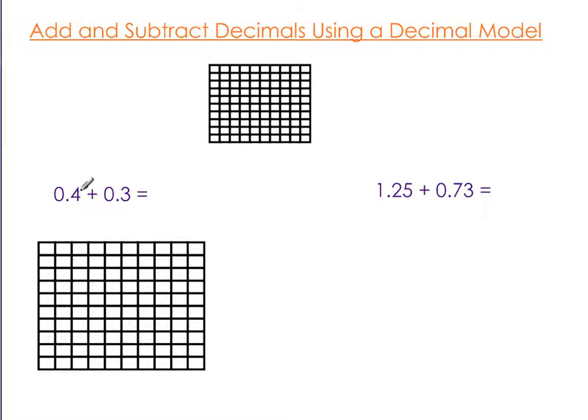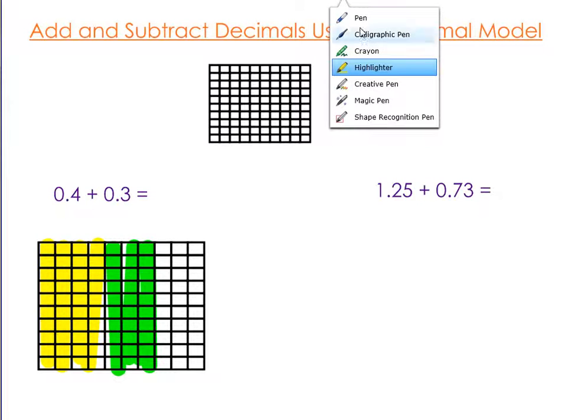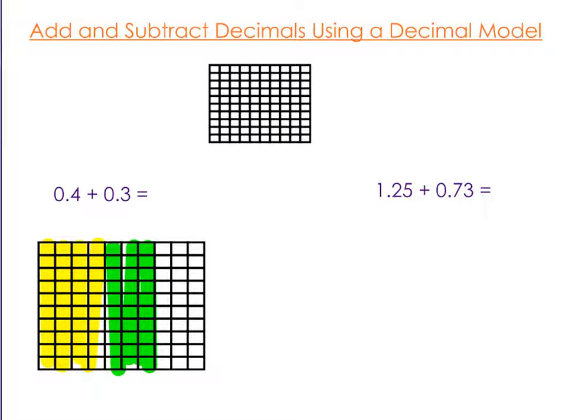So we have 4 tenths, so there's 10 in each column here. I'm going to color 4 of those, and that shows me 4 tenths. And then I need to color in 3 more tenths. I'm going to color 3 more tenths here. And when I count them all together, I end up with 7 tenths. So 0 and 4 tenths plus 0 and 3 tenths is 0 and 7 tenths.